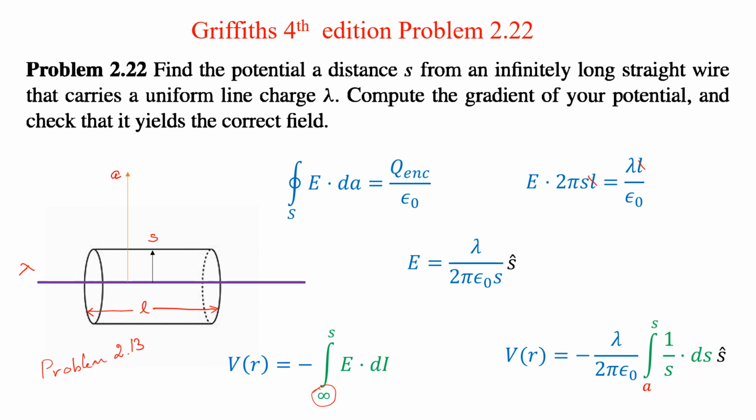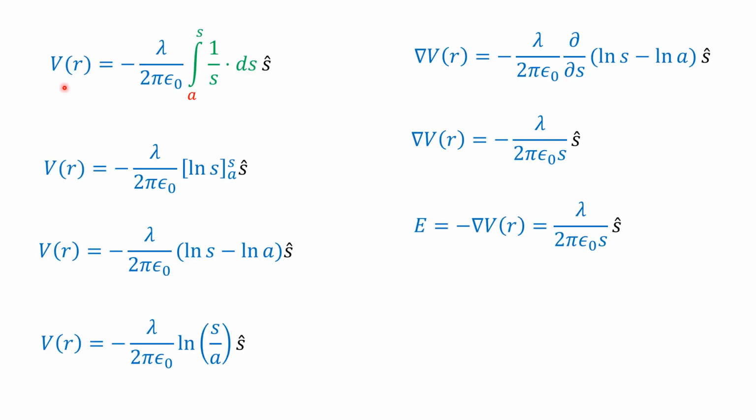Now we will carry out this integration. If you integrate 1 over s with respect to s, you get the natural logarithm of s between the limits a to s. Applying the upper limit and lower limit, it will be natural logarithm of s minus natural logarithm of a, which can be written as V of s equal to minus lambda over 2 pi epsilon naught natural logarithm of s over a.